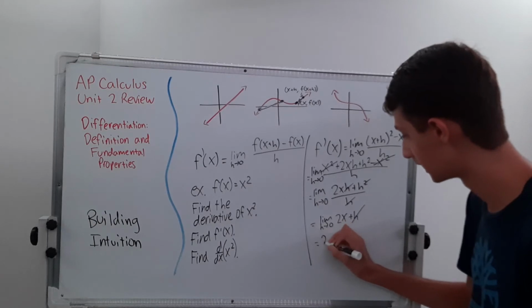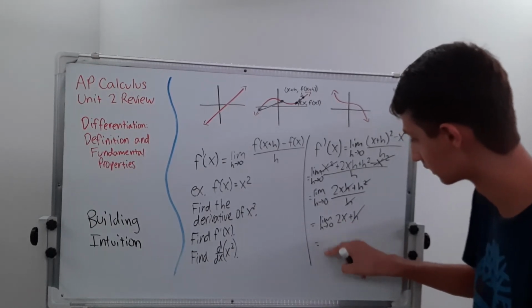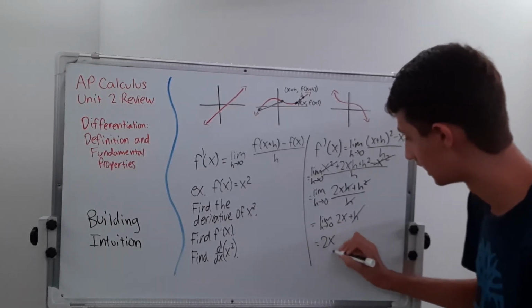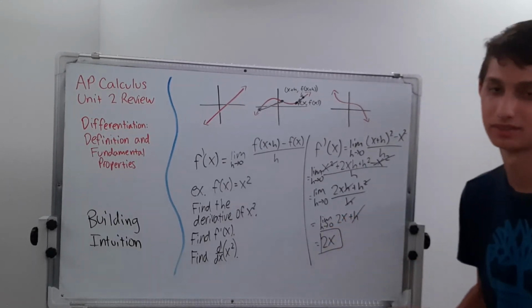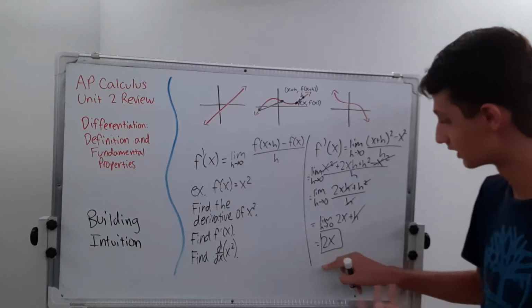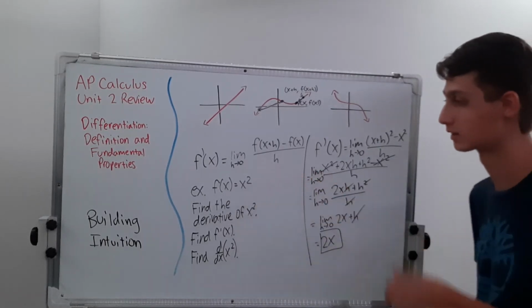Okay, so now our final answer, as this goes to 0, we can basically cross that out as we evaluate the limit, and we get 2x. Oops, let me write that a little clearer. 2x. And this is our answer. That was really easy. Well, not easy, but we're done. We found the derivative of x squared.